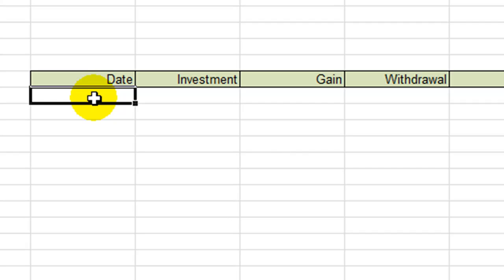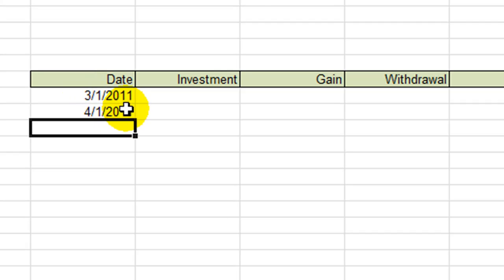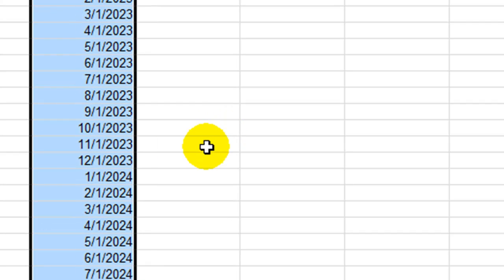Okay, so now we've got the setup for our scenario. I'm going to start by plugging in some dates. It's currently February, so let's say March 1st, 11, April 1st, 11. Okay, so I'm going to take all of these and drag them all the way down. Oh, went a little too far. Not that there's really a limit, but I'll go to 2/1/2041, 30 years down the road. Okay, so now I've got a bunch of dates in there.